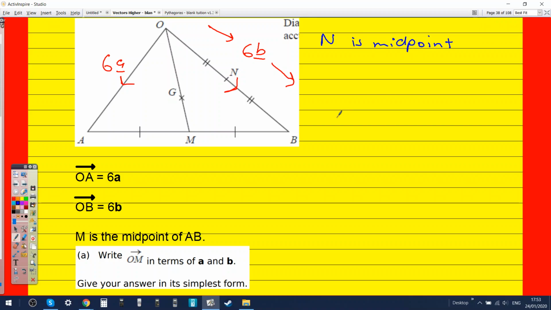Not quite sure. I'm thinking. So just find some path from O to M. So I could go from O to A to M, or O to B to M. So you just pick one of those. O to B first. So O to B is 6B, plus BM, which I don't know. B to M is a half of B to A.